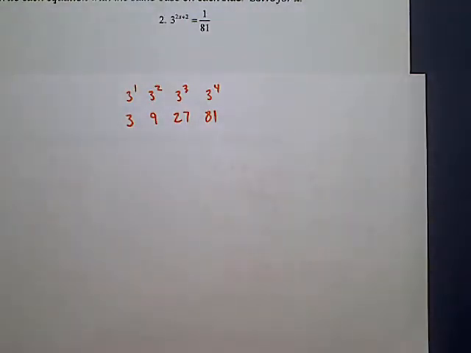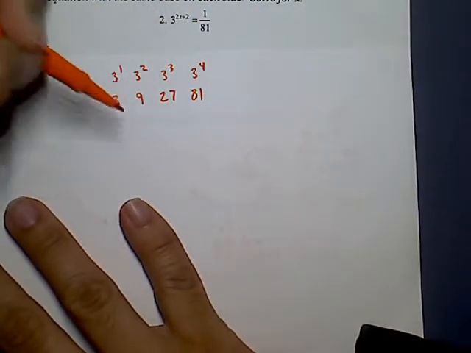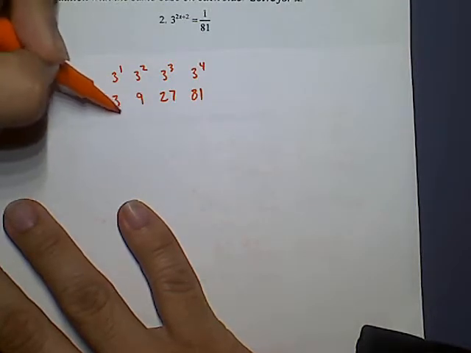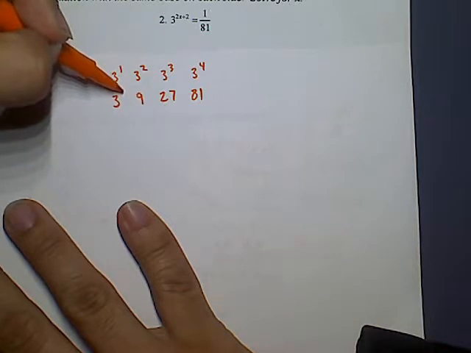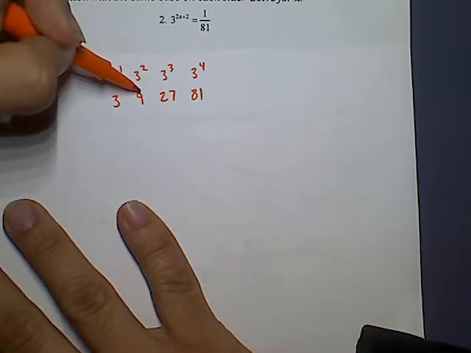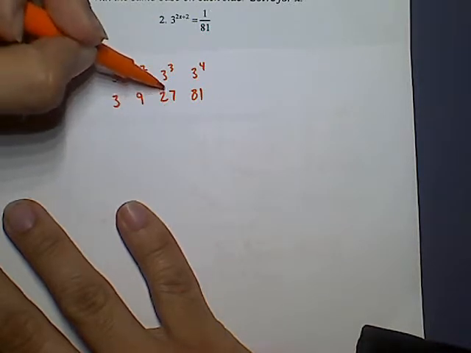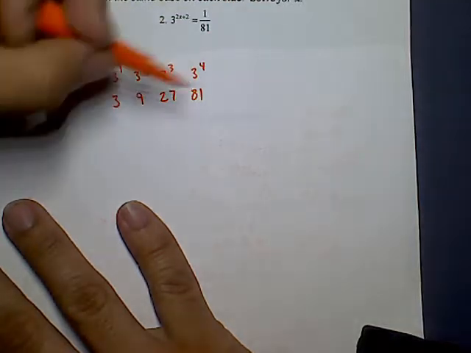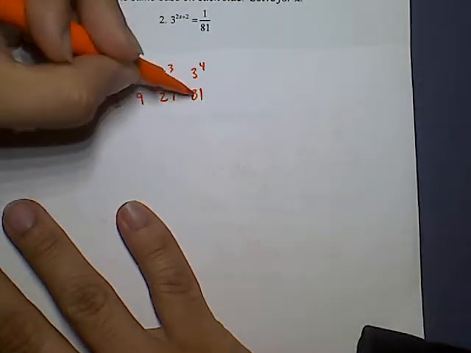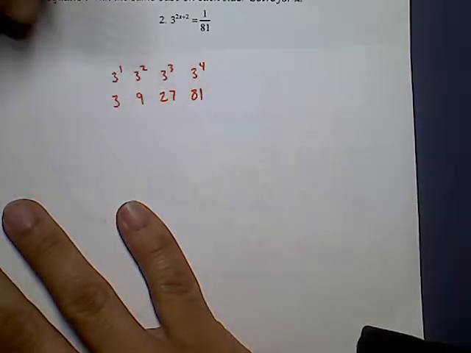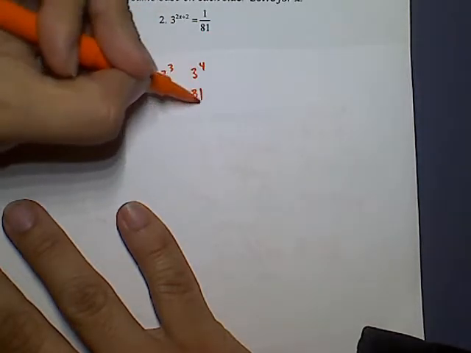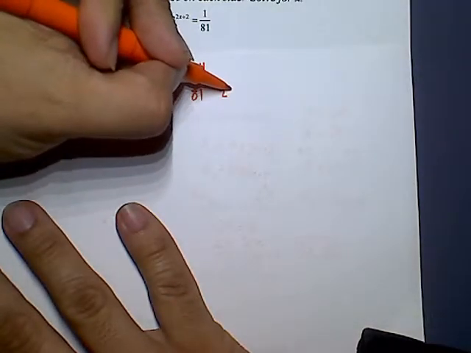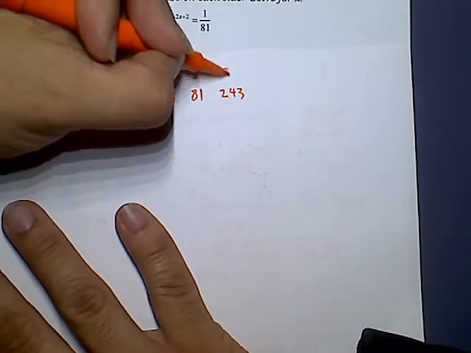And good enough. So let's make a couple of observations real quick. If we look at the number 3 and the number 9, how do I get from the number 3 to 9? Multiply by 3. How do I get from 9 to 27? Multiply by 3. 27 to 81. Multiply by 3. So I get each new power by simply multiplying the last one by 3. If I wanted to get the next one, I would multiply 81 by 3, and it would be 243, which is 3 to the 5th power.